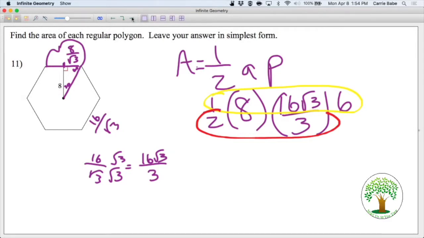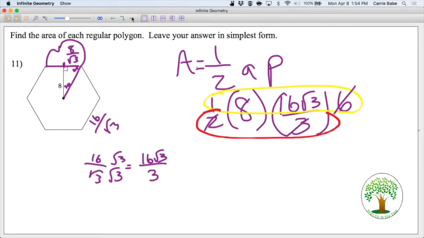Times 8. And we have to keep it as a radical. And the cool thing is, we could do this: the 6 and those 2 and 3 cancel. You wouldn't have to put that in your calculator at all. That 6 on the top cancels with the 2 and 3 on the bottom because they're both 6s. You can just put the 8 and the 16 in your calculator. Okay. 128 square root 3.